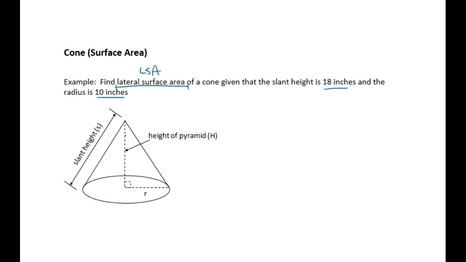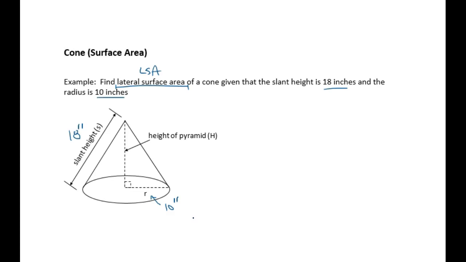We're actually given S, which is our slant height. We're given that as 18 inches. We don't know the height of the pyramid or the height of the cone in this case, so we don't know what that actual value is. And we know that the radius is 10 inches. Again, watch carefully whether you're given diameter or whether you're given radius. In this case, they're both in inches, so we don't have to do any extra work. It's asking us to find the lateral surface area.